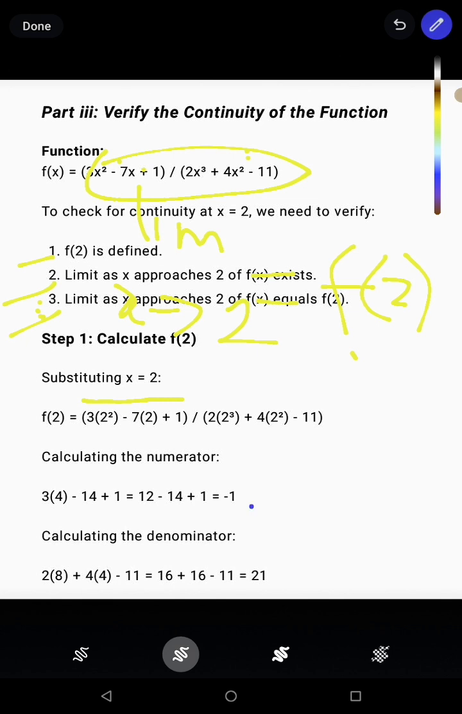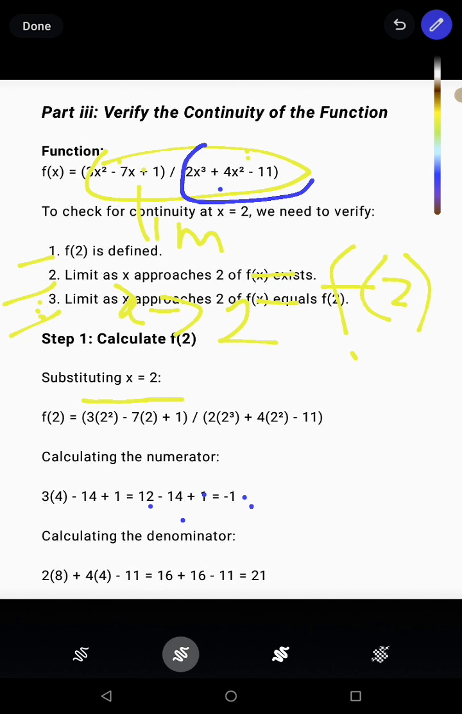So simplifying the numerator, 2 squared is 4. That will be 3 times 4 minus 7 times 2 plus 1. 3 times 4 is 12, minus 7 times 2 is 14, plus 1. Then 12 minus 14 is minus 2, plus 1 is minus 1. So that is the numerator. Now the denominator, that is 2x raised to power 3 plus 4x squared minus 11.